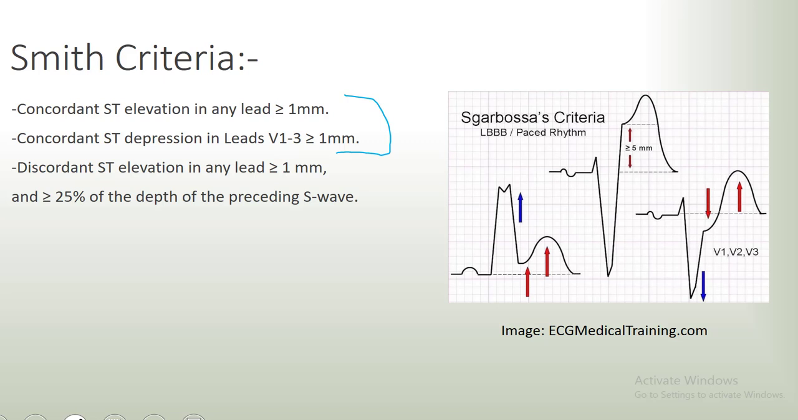So having an absolute number like 5 millimeters shouldn't be very reliable, as you can still have ischemia even if the ST segments are elevated less than 5 millimeters. So they say that if the ST segment elevation is more than 25% of the depth of the preceding S wave, this is also considered to be abnormal.